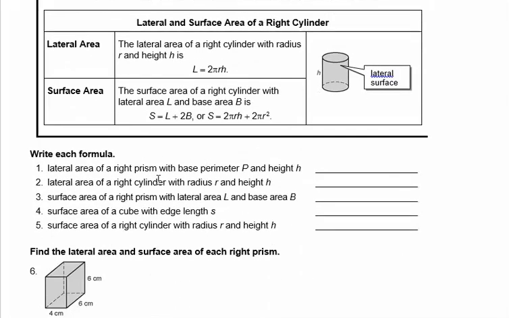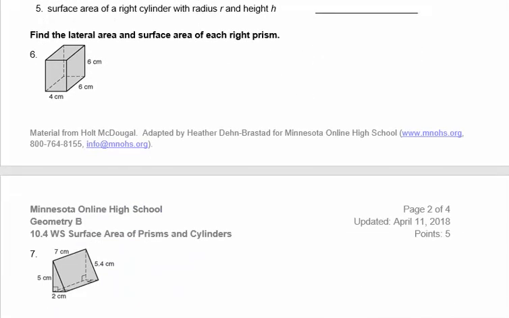So the first 5 questions are just for you to write the formulas here to make sure you have them correct. If you do not use the correct capitalization, whether it's supposed to be capital or lowercase, then it's wrong, because big B and little b mean 2 different things. And big L and little l mean 2 different things. All right, then we have some problems to do where you have to find the lateral and surface area of each right prism.